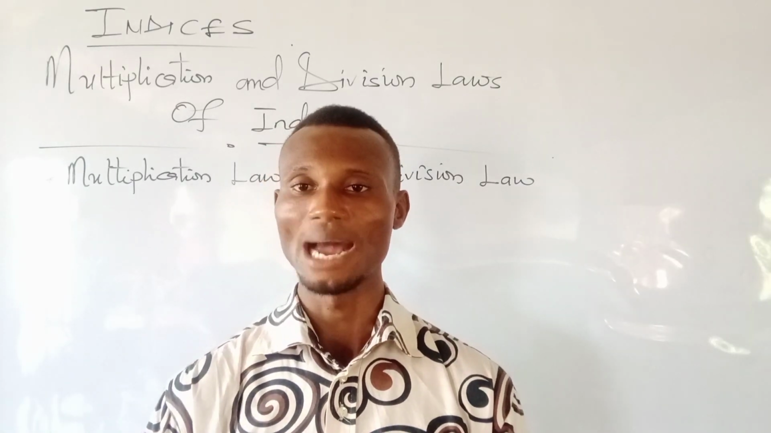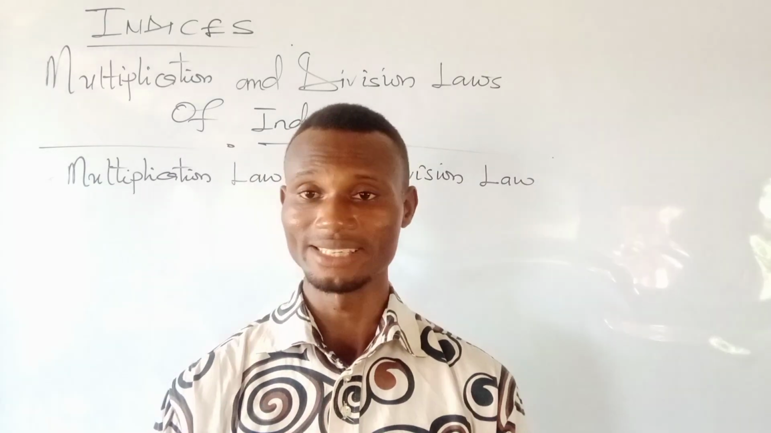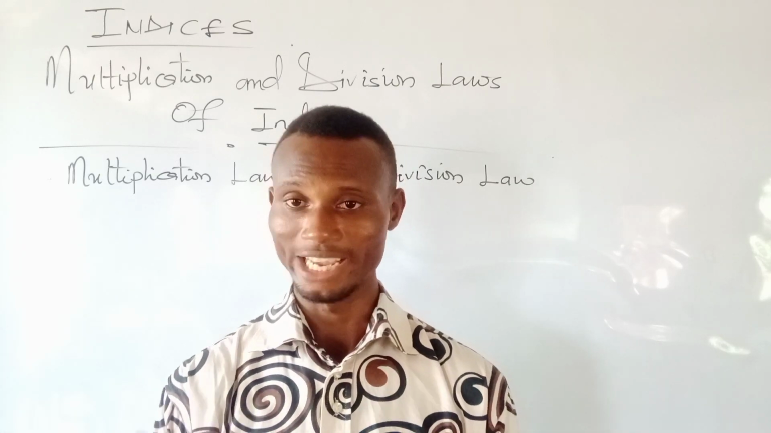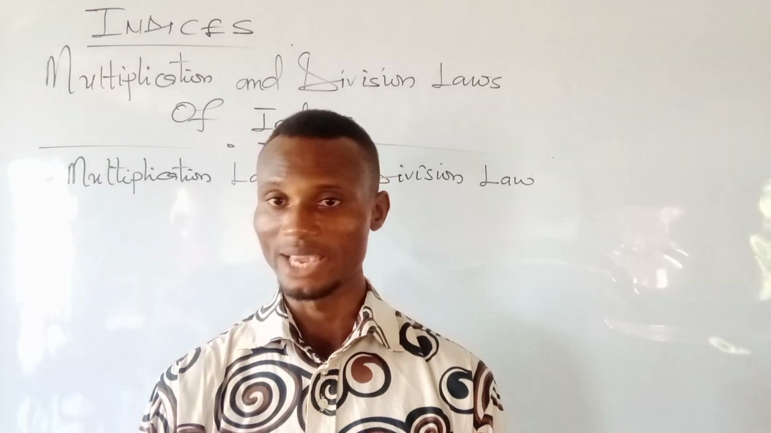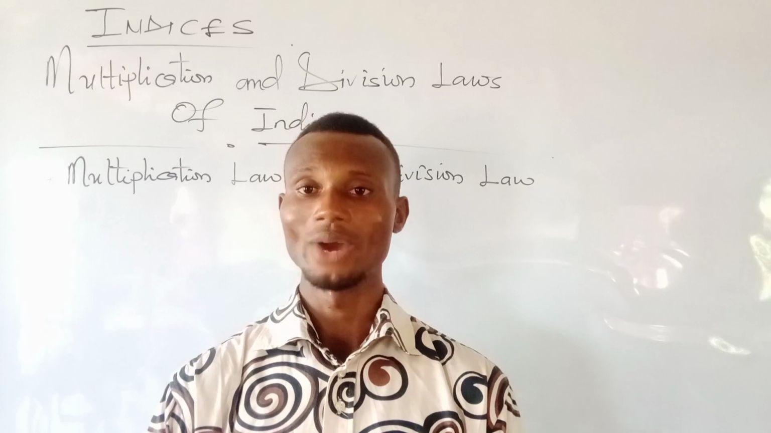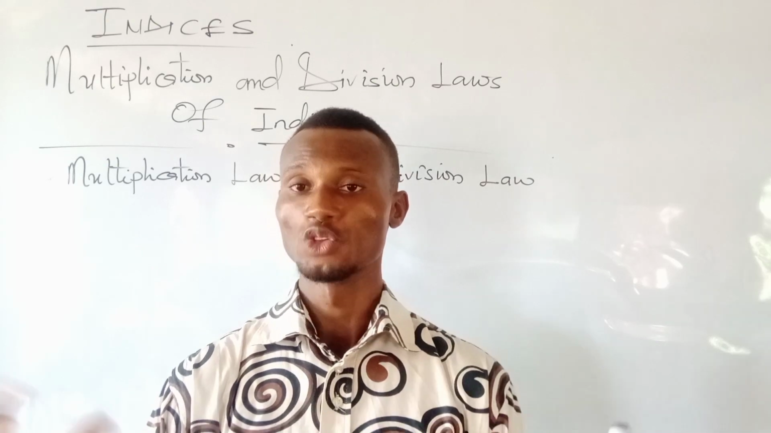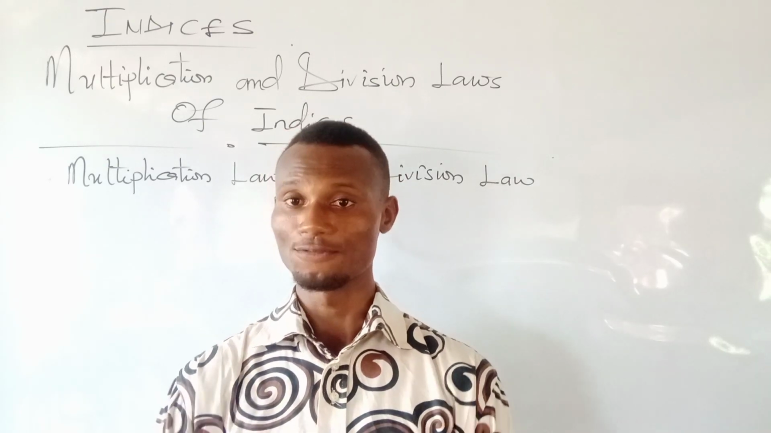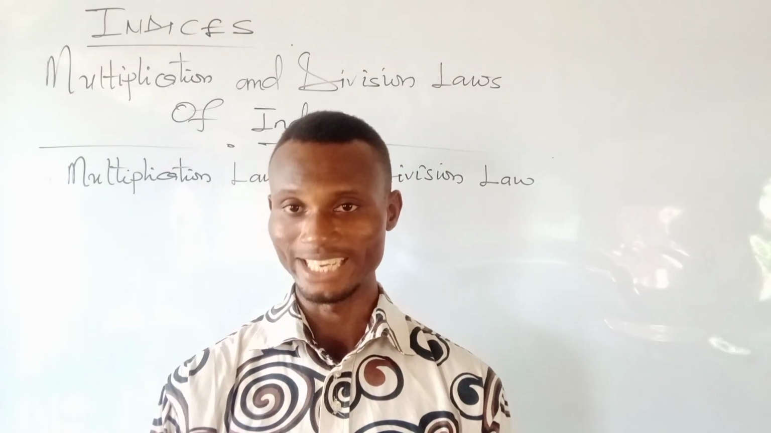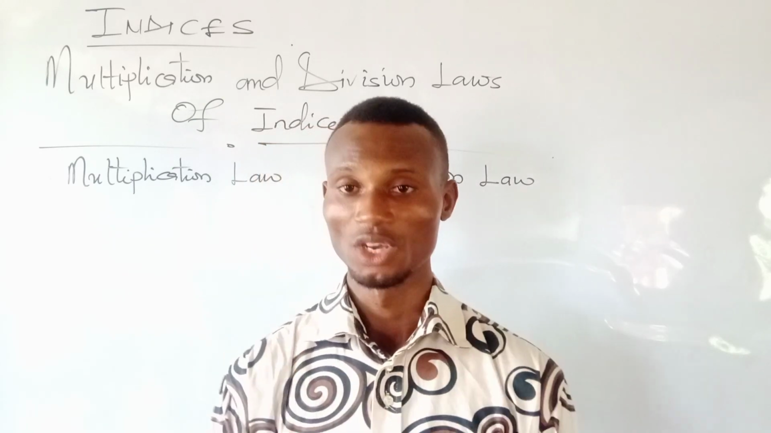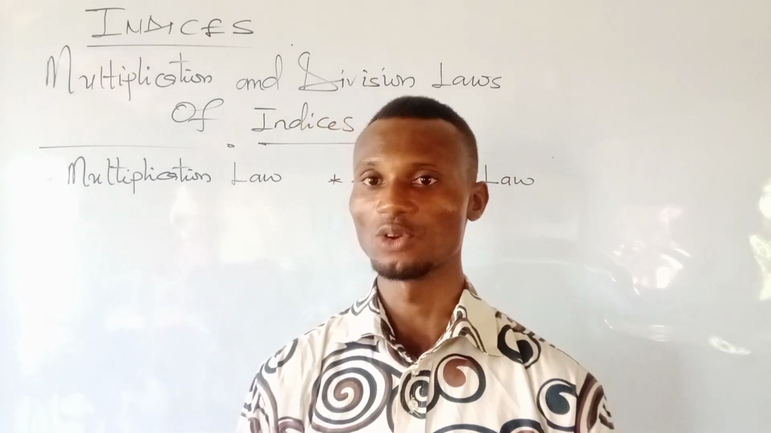So that's it about indices. Let me go over one more time. In simple terms, indices is a way of expressing numbers in exponent form, and you can be asked to simplify them, whether by multiplication or division. The indices laws help us to be able to simplify them. So we have the multiplication law of indices, and also the division law of indices. That's what I want to teach you in this video. So let's go ahead and tackle the multiplication law of indices.